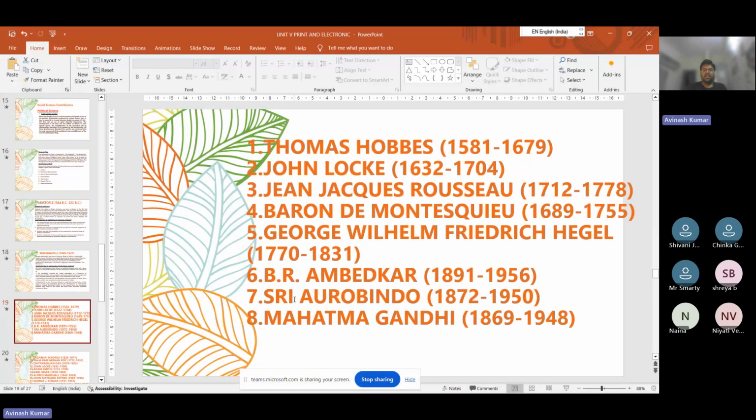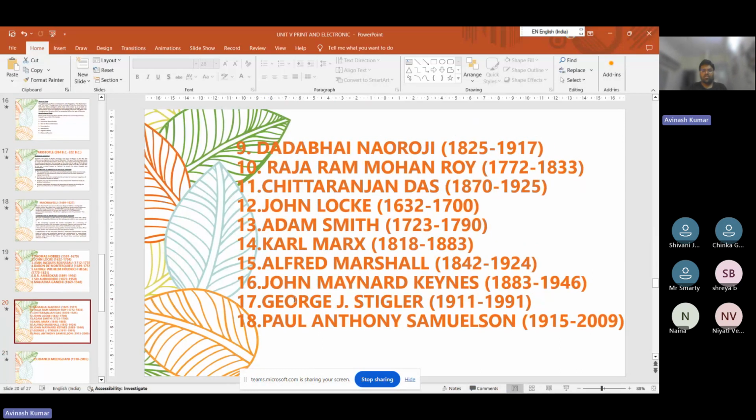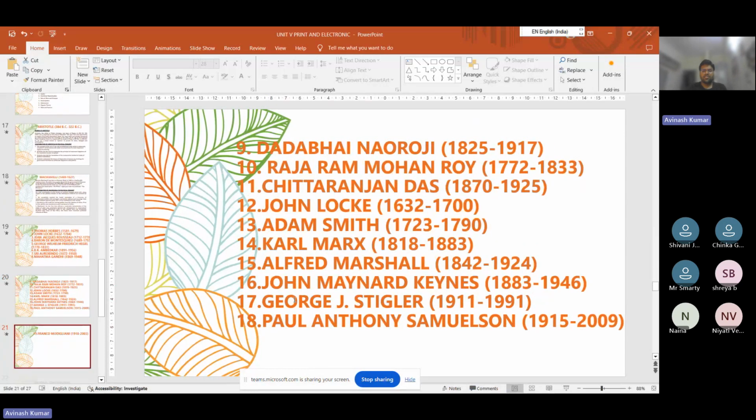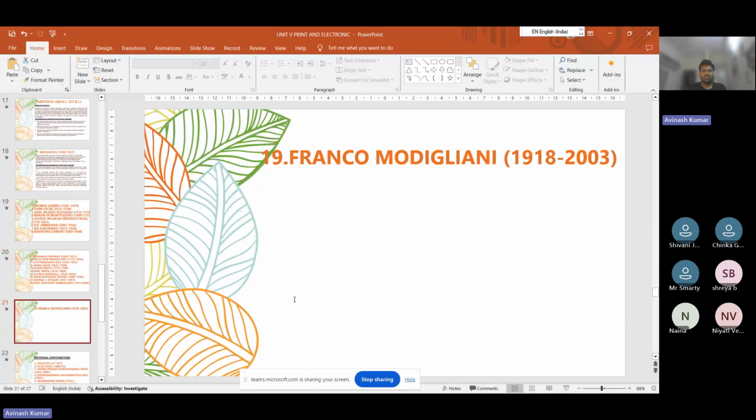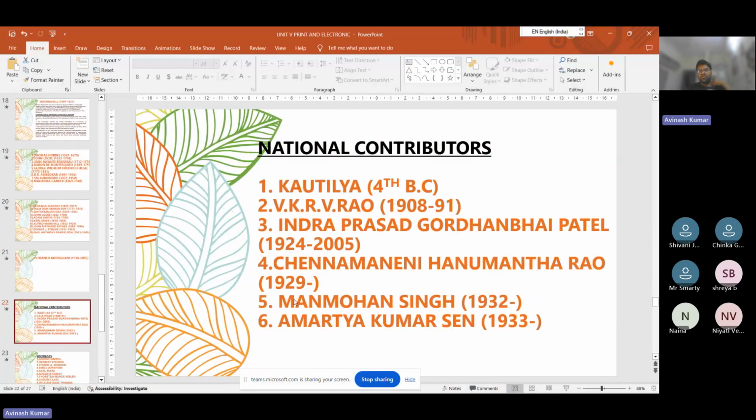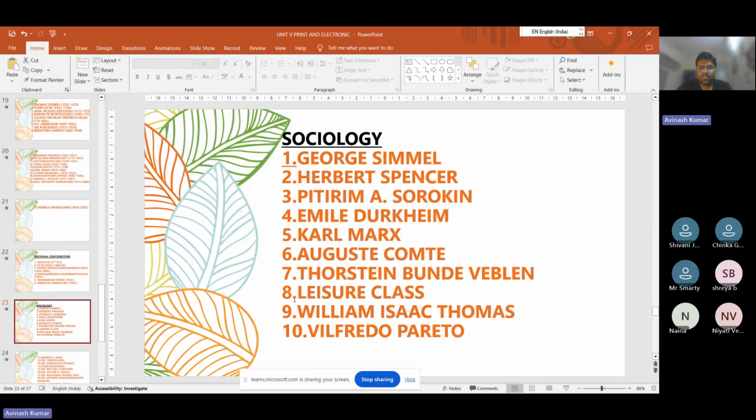Dadabhai Naoroji, Raja Ram Mohan Roy, Chittaranjan Das, John Locke, Adam Smith. So these are all national contributors. Who are the national contributors of social science? Kautilya, V.K.R.V. Rao, Indra Prasad, Govind Bhai Patel, Channamanai Hanumanta Rao, Manmohan Singh, Amartya Kumar Sen.